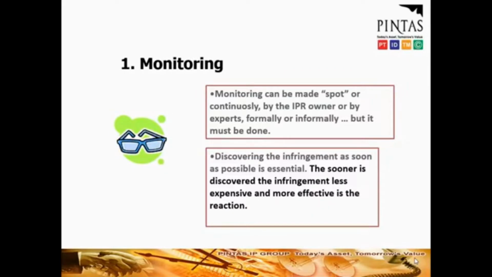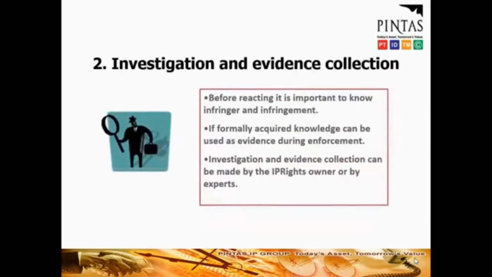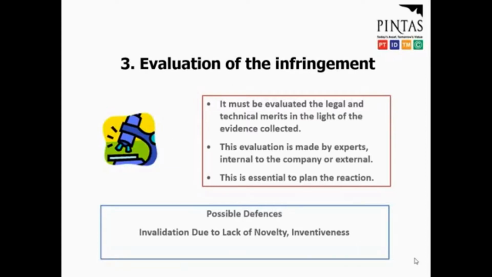So monitoring is by you, looking out constantly, finding out whether your idea has been copied by the competitors. It can be online or offline. Investigation: if you want to go to court, you need to have evidence in hand. So usually what we do in a patent litigation, we need to buy a unit of the infringing product, and we'll do an infringement analysis. We will come up with a report to see whether there is any infringement before we issue a letter of warning. Then we will have to do an evaluation of the infringement, whether there are technical merits and legal merits to take the action. Sometimes, if the technical merit is not strong, you may want to drop the case.